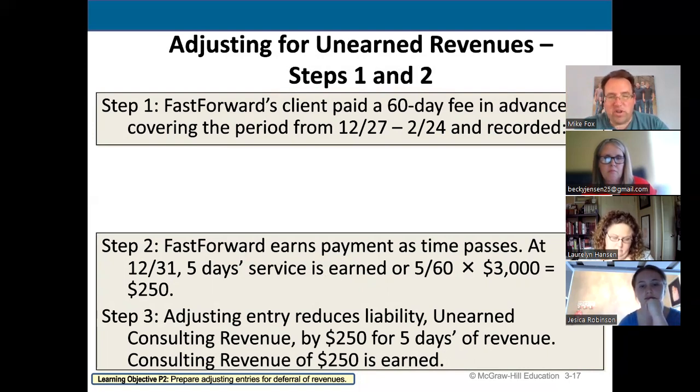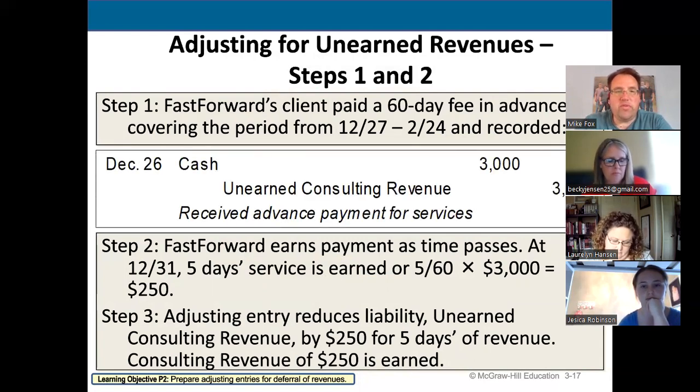My brain, that wouldn't work. It's the same thing, but for my brain to take the 3,000 and divide it by 60 would tell me how much 1 day's worth of revenue is, and then multiply that by 5, which again is the exact same thing, but sometimes I have to talk my brain into it from that direction. So we figure out, okay, as of 12/31, we've earned $250 revenue.